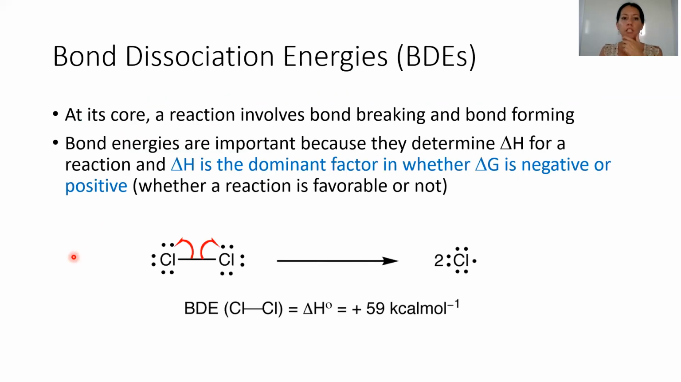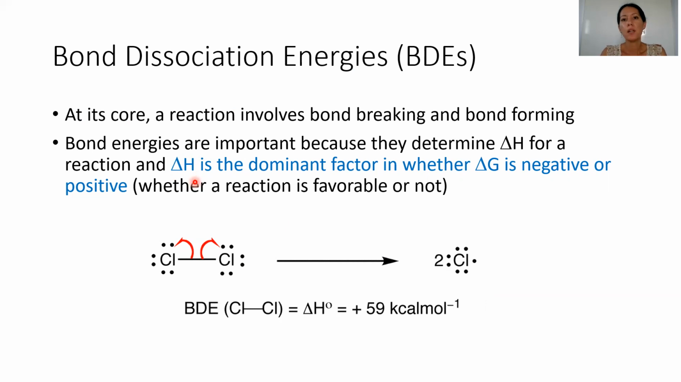At the core, a reaction does involve bond breaking and bond forming. So here's an example. We've seen the homolytic cleavage of chlorine to give its 2 radicals. That costs you energy. And the reason why it's important to look at these sort of energies is because when you sum them up, the products minus the reactants, those that are forming versus those that are being broken, in the end, that'll give you an indication of whether the whole reaction is exothermic or endothermic, meaning delta H is negative or positive.